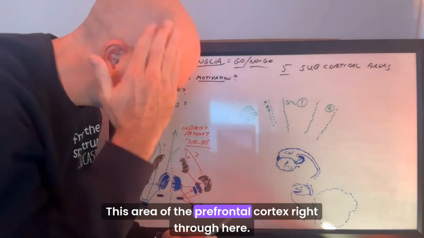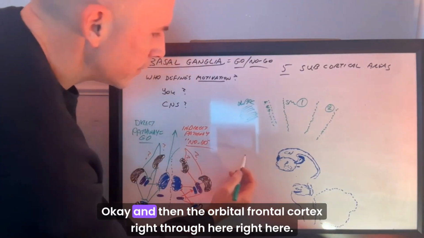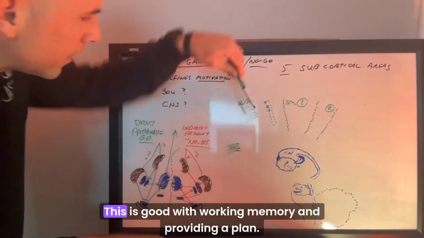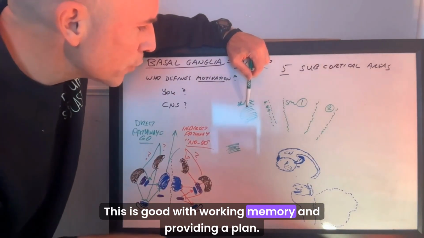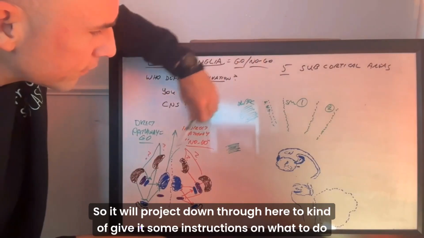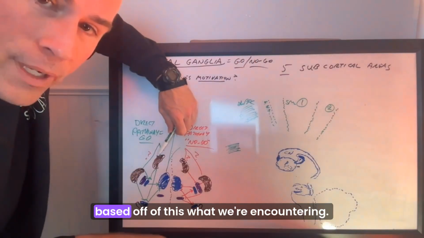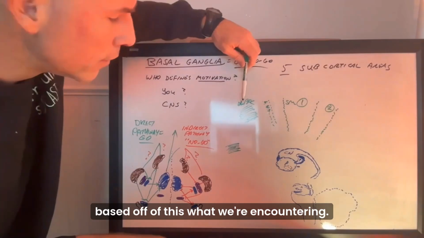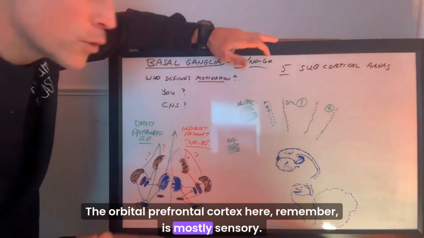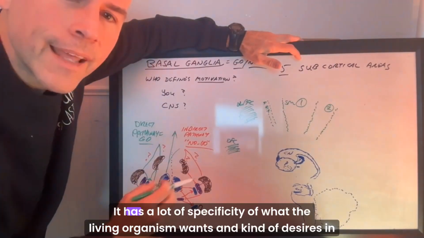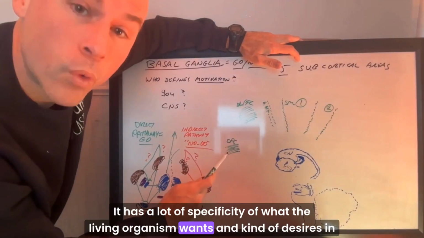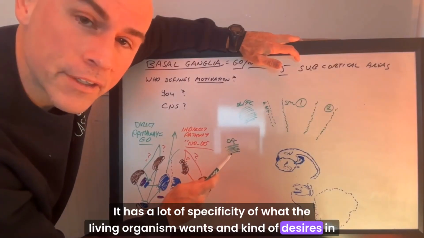This area of the prefrontal cortex right through here, okay? And then the orbital frontal cortex right through here. This is good with working memory and providing a plan. So it will project down through here to give it some instructions on what to do based off of what we're encountering. The orbital prefrontal cortex here, remember, is mostly sensory. It has a lot of specificity of what the living organism wants and desires in real time.